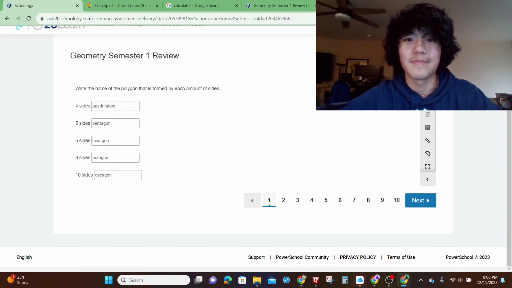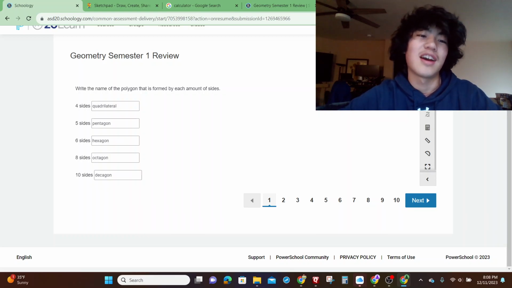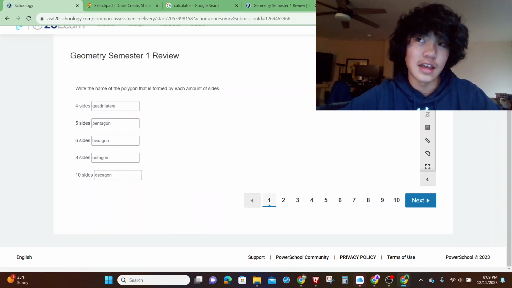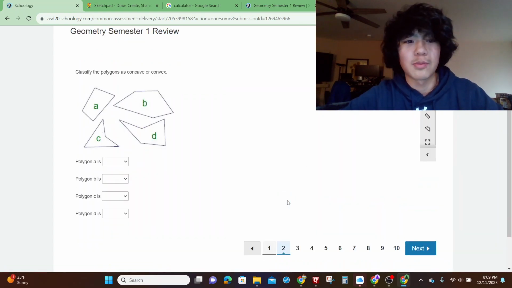Alright, so the first question says, write the name of the polygon that is formed by each amount of sides. And these, obviously, you're just going to have to remember. So 4 sides, like quad, means 4. 5 is pent, like the pentagon, like the one place where they have the security and stuff. That has 5 sides. Hex just means 6. Oct, that's pretty easy, means 8. And dec, like decade, is 10 sides. So let's move on to the next problem.